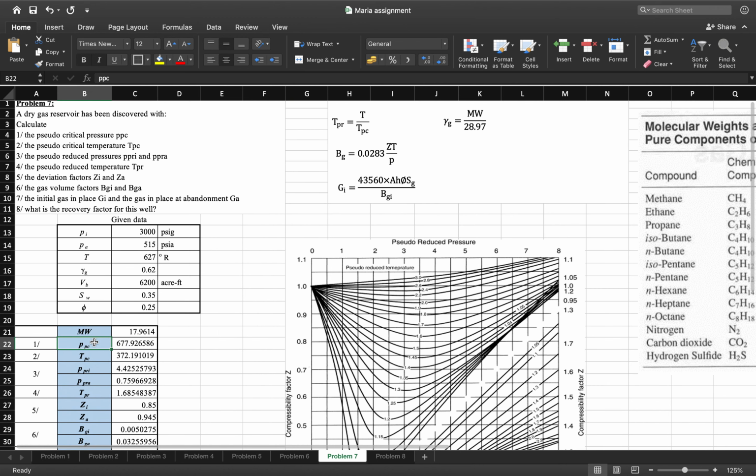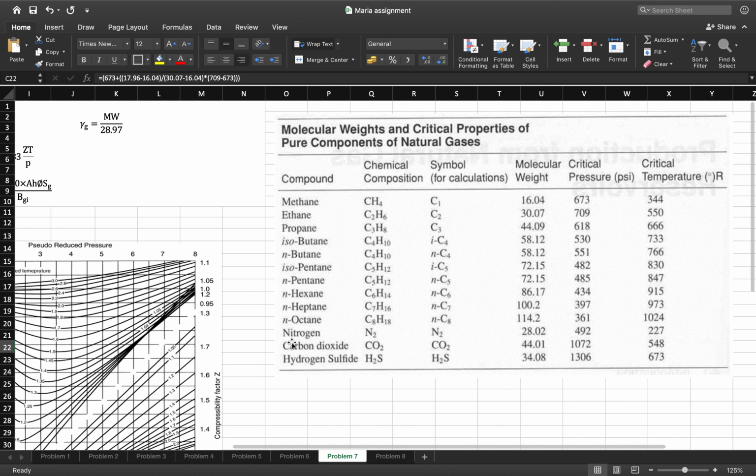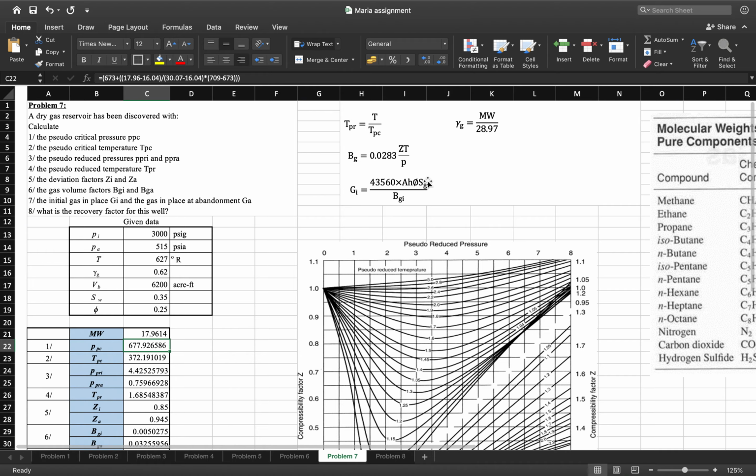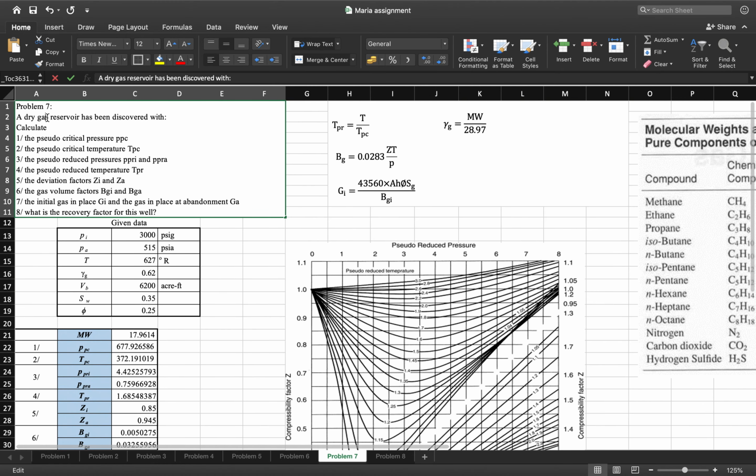After that, the PC. The PC is equal to 1. By using this table, the molecular weight and the critical property of the pure components of the natural gas. In the given data, you will have this one, dry gas reservoir here. All right, I will mark it, bold it.